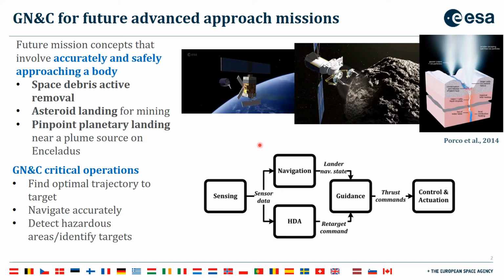In the future there will be ambitious missions to accurately and safely approach a body, like, for example, active space debris removal, asteroid landing, and very accurate pinpoint planetary landing. And of course, GN&C is critical to these missions, and in particular, we can say that there are three sub-functions in GN&C that will be critical: guidance, navigation, and hazard detection and avoidance, with their own functions.